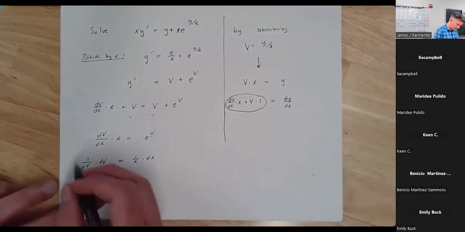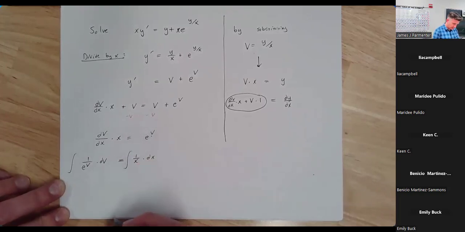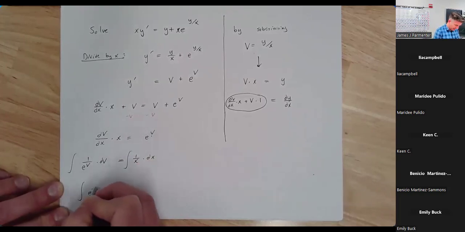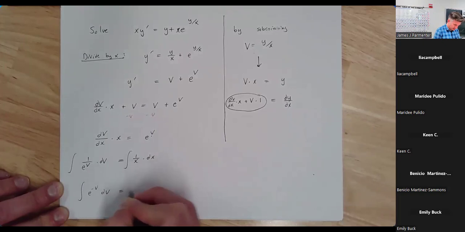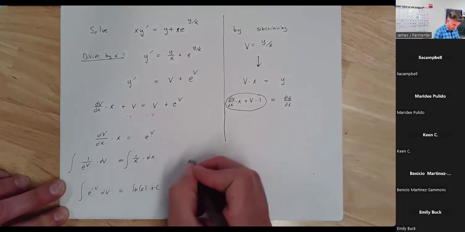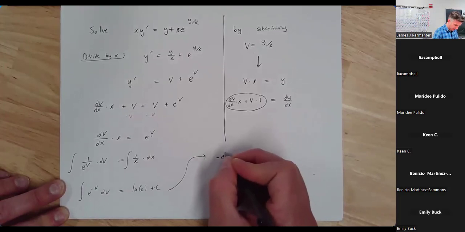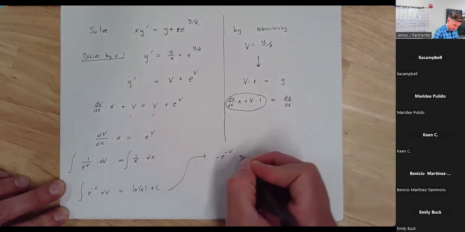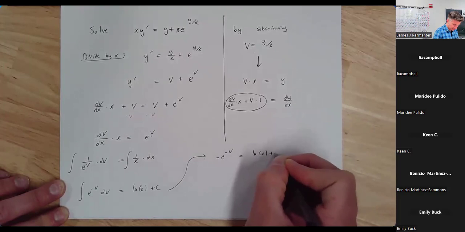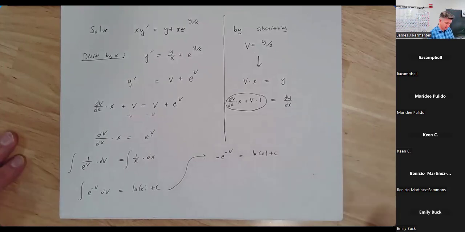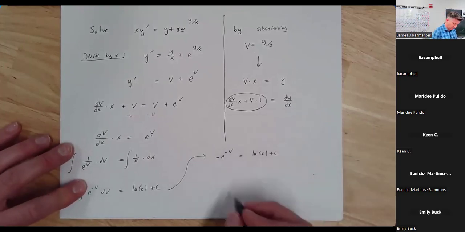And then we're going to integrate both sides. I'm going to rewrite the left-hand side as e to the negative v. The integral of 1 over x is the natural log of x plus c. We integrate e to the negative v. We get negative e to the negative v equals natural log of x plus c. And the rest is solving for v. So multiply both sides by -1.